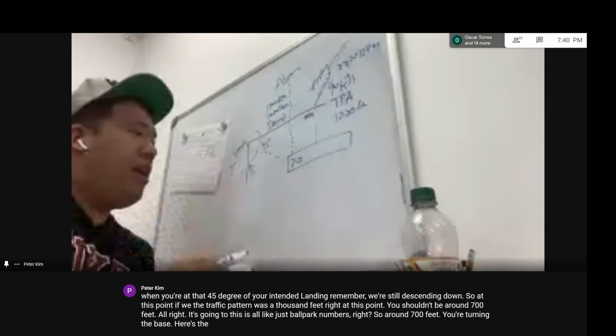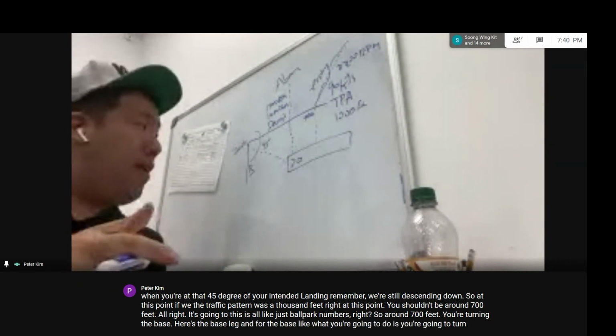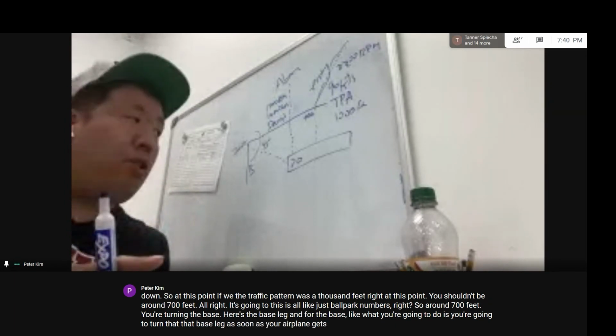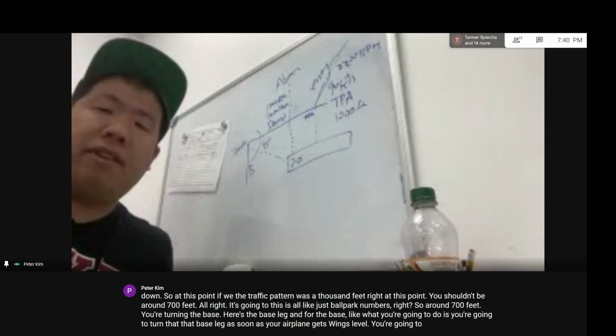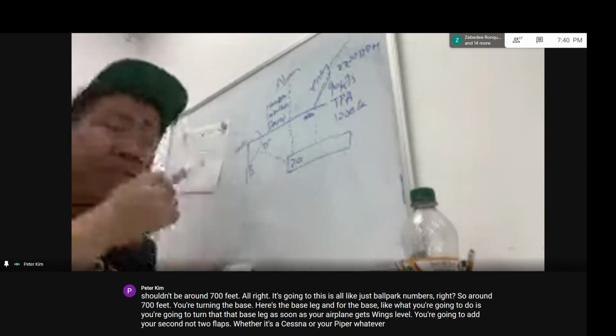Here's the base leg. For the base leg, you're going to turn that base leg as soon as your airplane gets wings level. You're going to add your second notch of flaps, whether it's a Cessna or your Piper, whatever. We're adding your second notch of flaps.